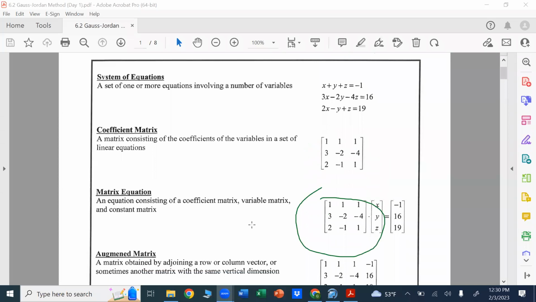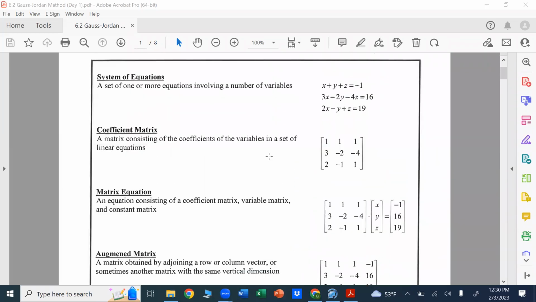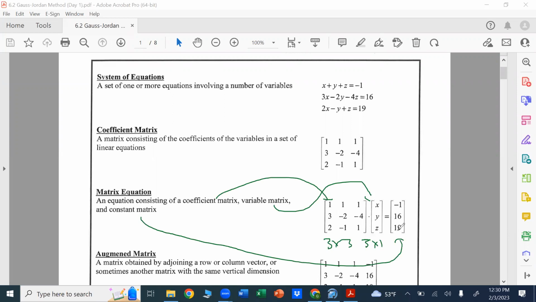Also, you're going to have a matrix equation. A matrix equation is when you take your system and treat it like a multiplication. That's a 3 by 3, and that's a 3 by 1. So that's a coefficient matrix, that's a variable matrix, and of course, that's a constant matrix. If I multiply the coefficient matrix with the variable matrix, I'd wind up getting all this, with each of these numbers here. We're going to explore this type of equation next week.